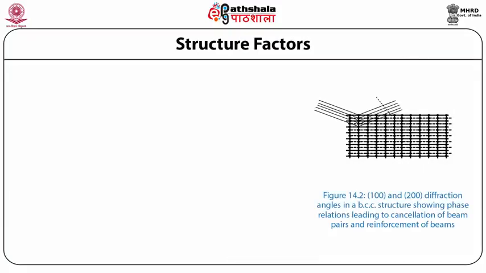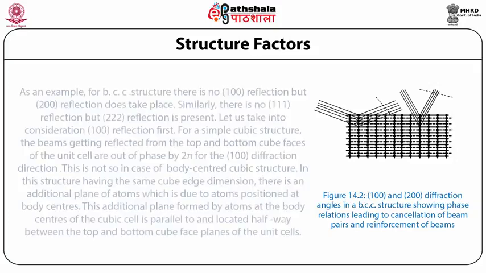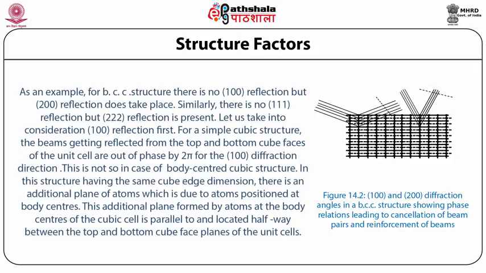Figure 14.2 shows 100 and 200 diffraction angles in a BCC structure, showing phase relations leading to cancellation of beam pairs and reinforcement of beams. As an example, for BCC structure, there is no 100 reflection, but 200 reflection does take place. Similarly, there is no 111 reflection, but 222 reflection is present.